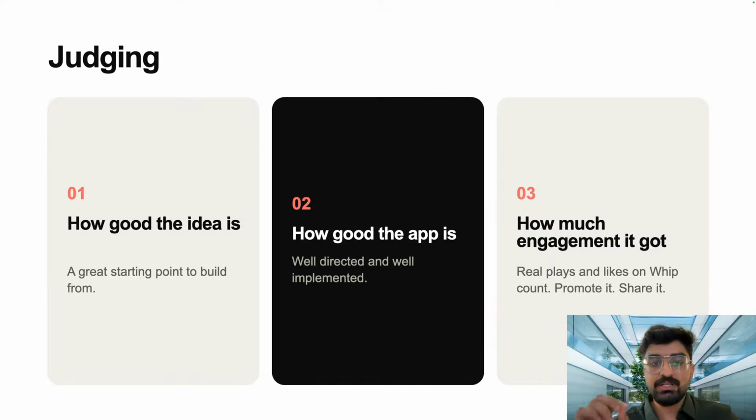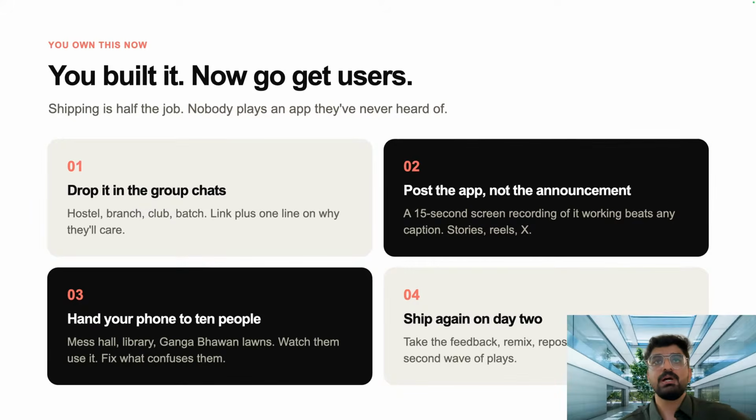Finally, the most concrete metric we have is quantitative engagement: how many likes, comments, views, and saves your app got. For this, you need to not only create your best work, but also market it well. To get the most users to use your app, you need to understand how marketing works. You need to drop it in group chats, get your friends to use it, post the app as much as possible, and try to get people to really use it.